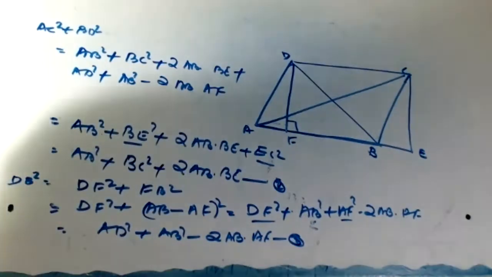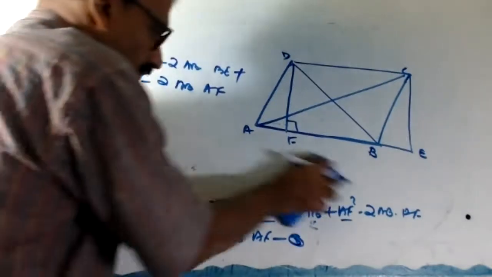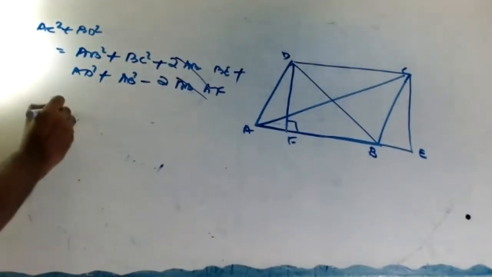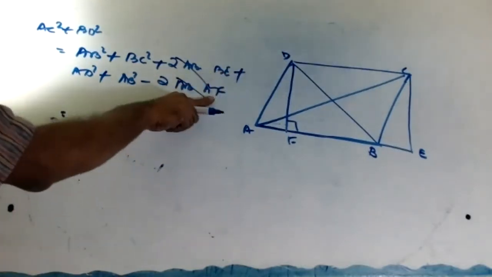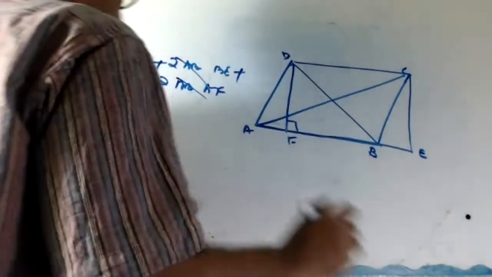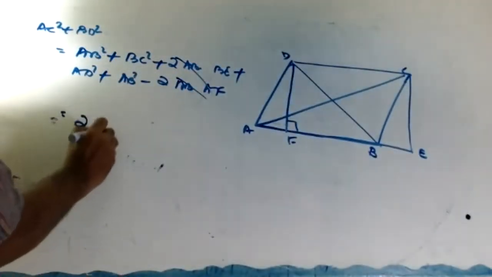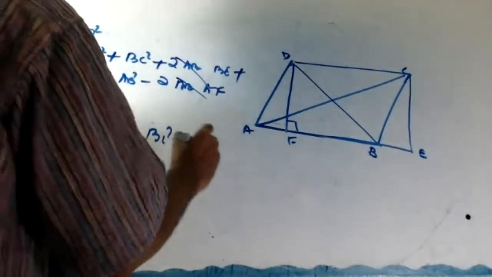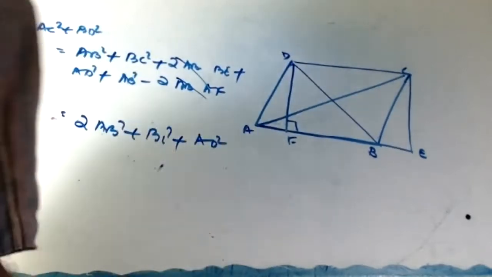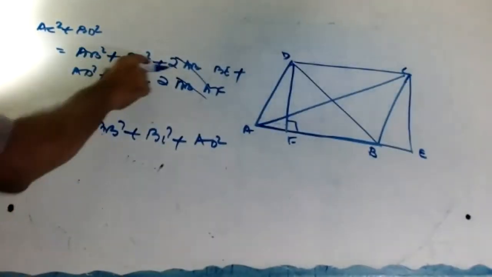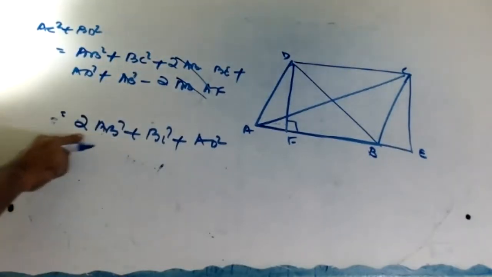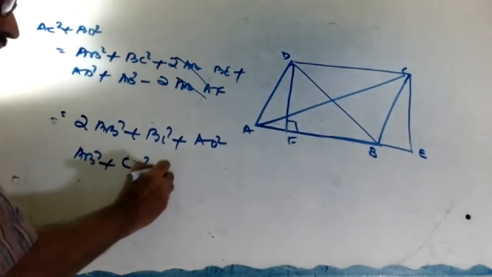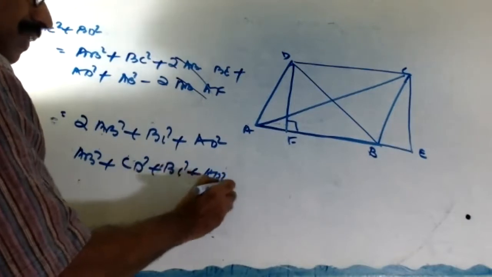Okay. Then this is cancelled. Why cancel? Because BE and AF equal. Correct or no? BE and AF equal, we proved. Here 2AB square plus BC square plus AD square. Okay. 2AB square plus BC square plus AD square. 2AB square we can write AB square plus CD square plus BC square plus AD square. Okay, do it now.